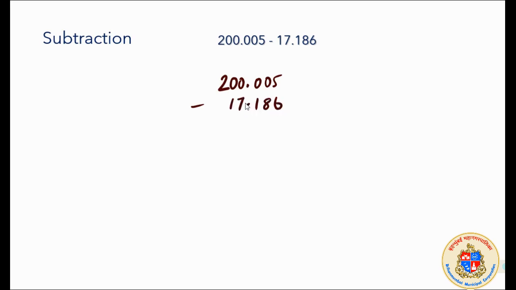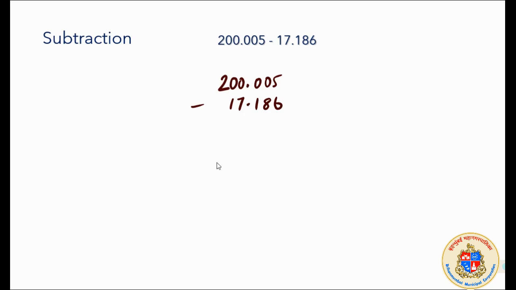Subtraction also, you got some idea in the last video. Here also, if you have a subtraction like this, 200.005 minus 17.186, take care that you put the decimal points in the same line. It should be one below the other. Understood? That is the most important thing I would like to tell you.